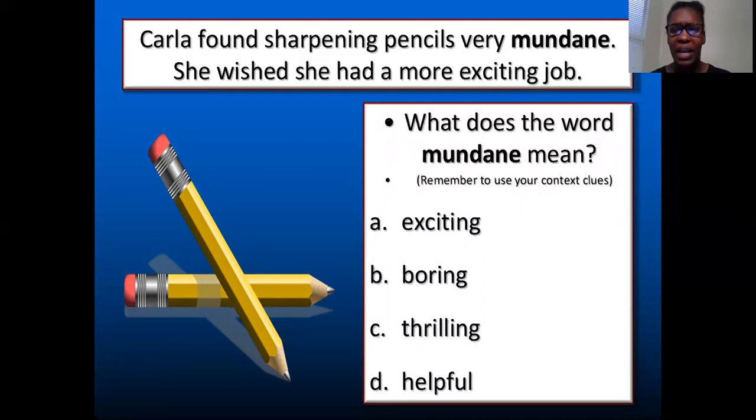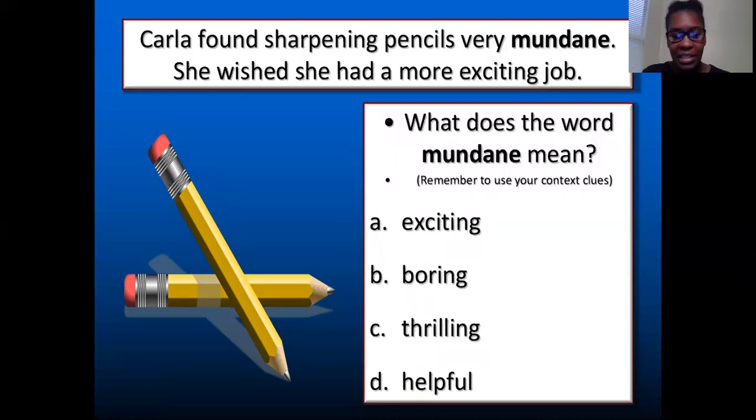B, boring. So it says she found sharpening pencils very mundane. She wished she had a more exciting job. B could possibly be the answer because if I plug and chug boring in place of mundane, let's see if it makes sense. Carla found sharpening pencils very boring. She wished she had a more exciting job. Sounds like it makes sense to me, but I always check all of your answer choices. So we're going to question B, and we'll come back to it.